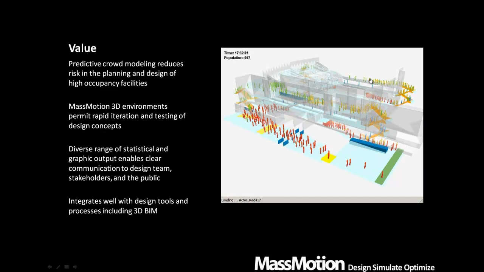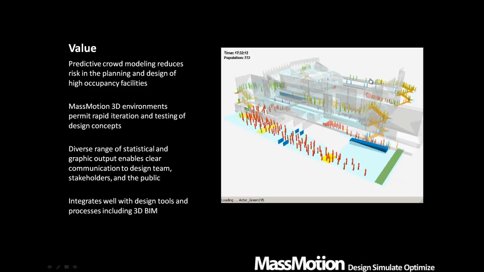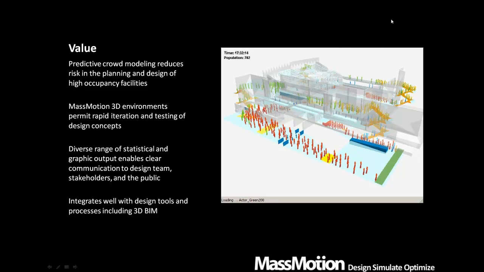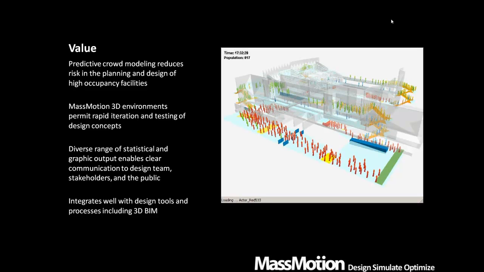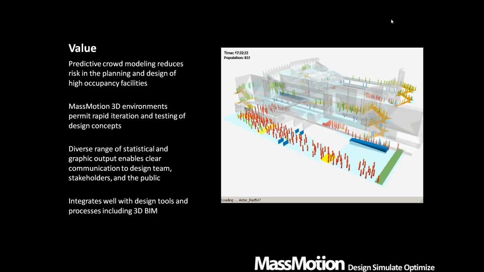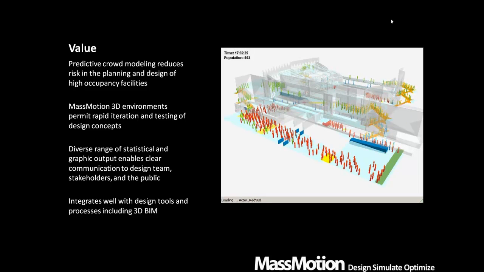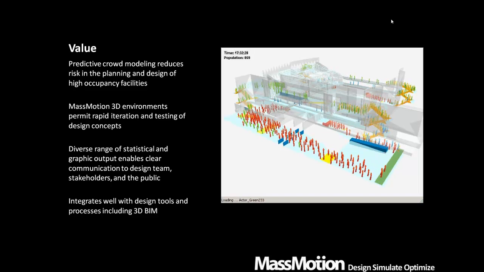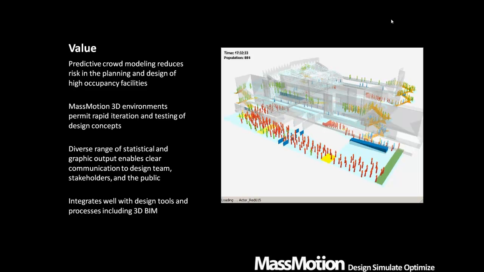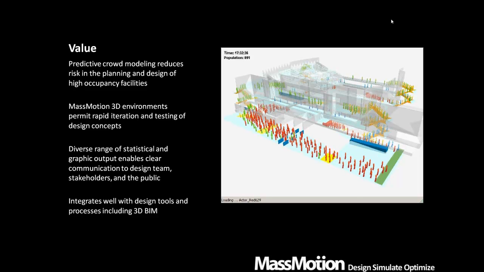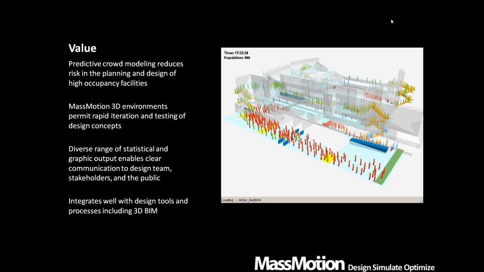So, summary. MassMotion, great for testing your designs, proving they work, but then also communicating those results to your client afterwards with full graphical and numerical results out of the software, and it communicates well with the whole design team, so with the BIM models, CAD drawings, and so on.